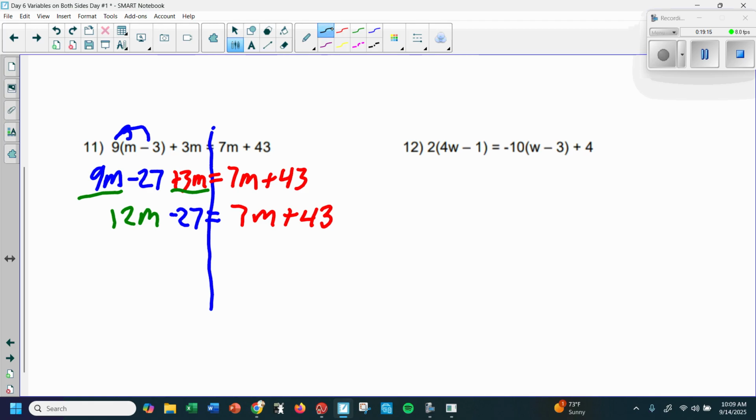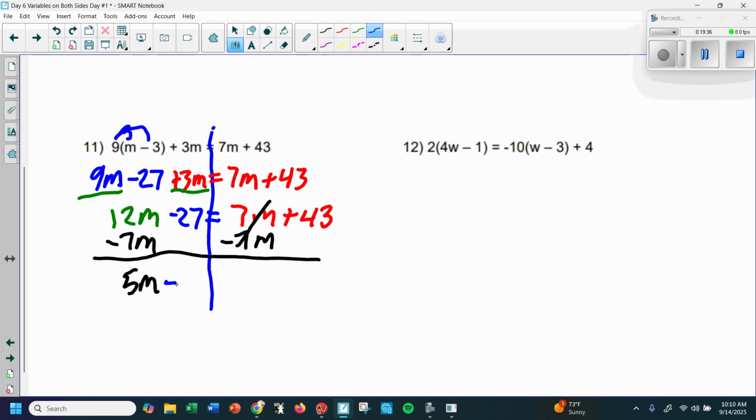Who do I move first? The 12m or the right m? I love how I just messed that up. Good job, Mara. So 12m or 7m? Who's smaller? The 7m. So we're going to minus 7m on both sides. Okay? When you do that, you get 5m.